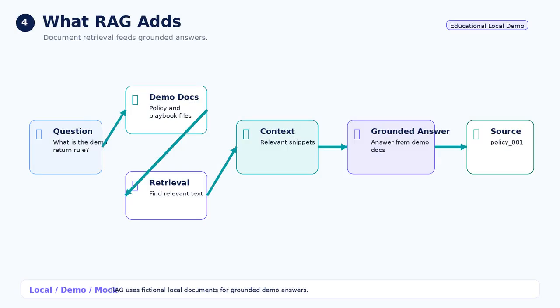That idea leads directly to what RAG adds. Memory is not the same as knowledge search. RAG searches documents for task-specific evidence. It helps the agent answer from source material instead of guessing. In this demo, the documents are fictional and local. The agent can search a return policy or support playbook. Then it uses retrieved context while writing the answer. That is the retrieval part of the agent workflow.